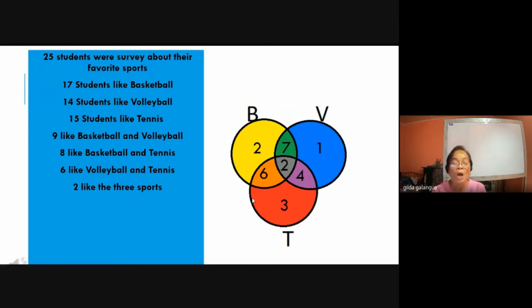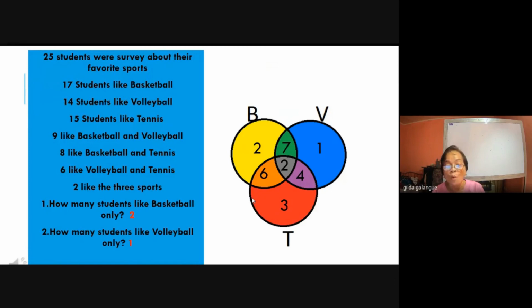So we are going to answer the question. How many students like basketball only? The answer is 2. How many students like volleyball only? The answer is 1. And how many students like tennis only? What is the answer? The answer is 3.